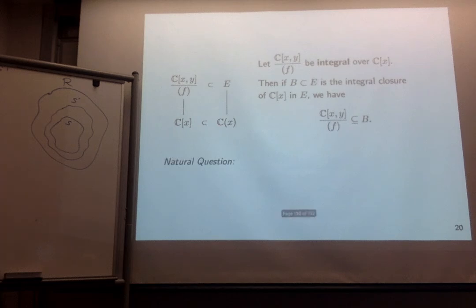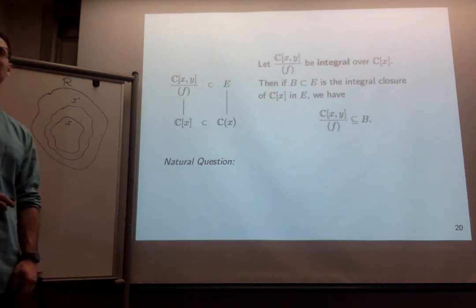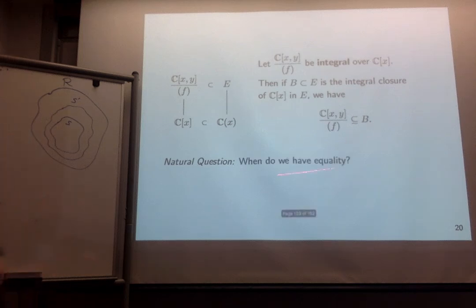So the natural question is what? We have this containment, so what do we want to know? Yeah, when are they equal? So when do we have equality? When does this tell us all that we want to know about the elements of E that are integral over C[X]?